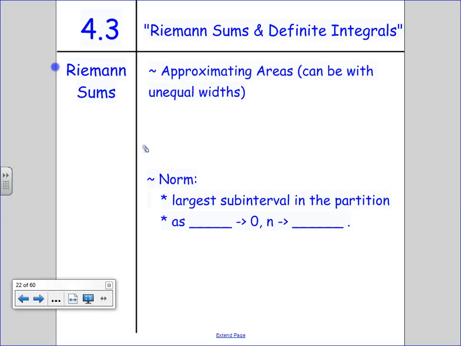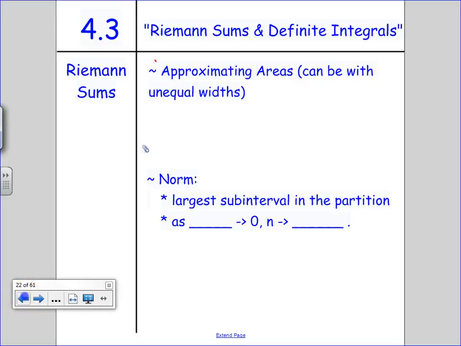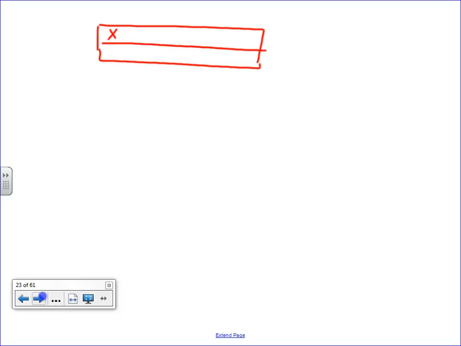They can say something like, let me give the following. Insert blank page, and this is all just for approximating areas can be with unequal widths. So if I was to give you a table with x values and then f prime of x values, something like 0, 2, 3, 7, 10.